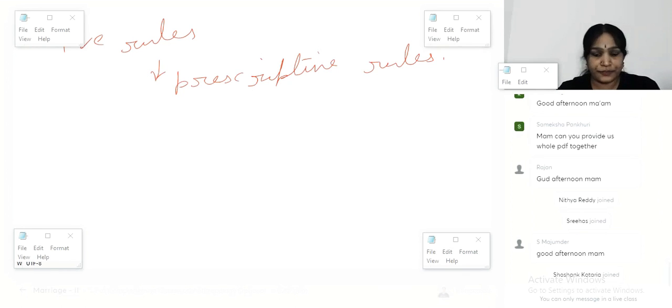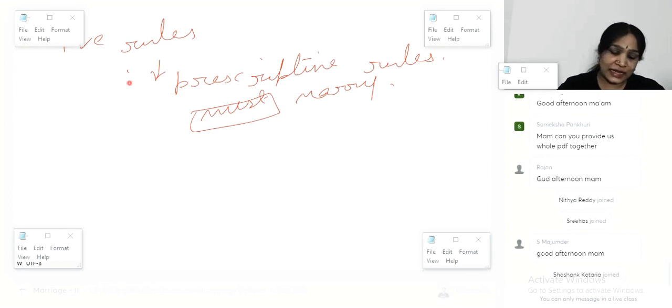Prescriptive rules are in the form of "you must marry." You must marry this boy only. Otherwise, I will kill you, or I will die, I will commit suicide. This type of rule is called a prescriptive rule. Is it clear? So they are called prescriptive. "Must." The rule is in the form of must, a compulsory rule. Now listen carefully, in the positive rule, the second type. And by the way, one small point.